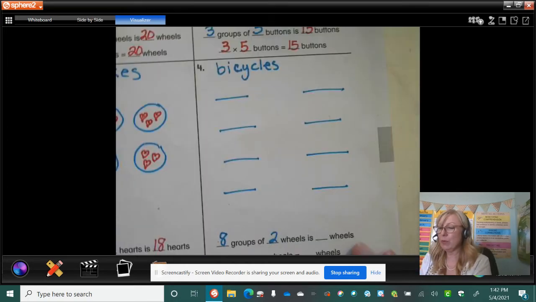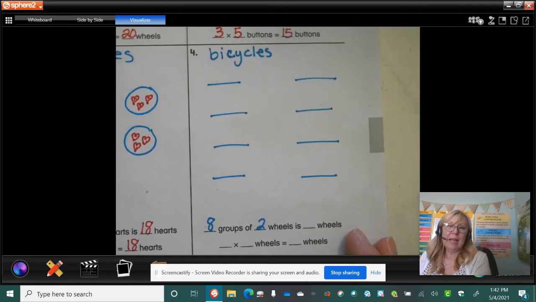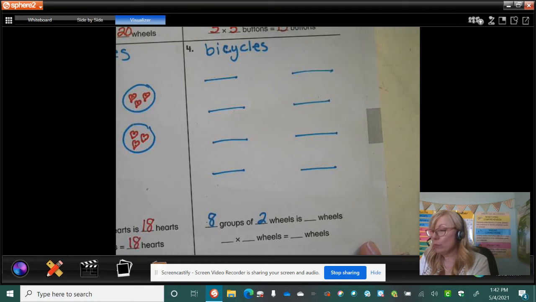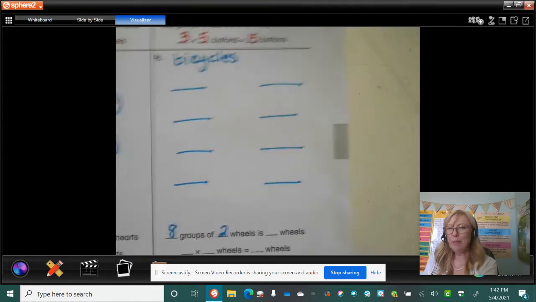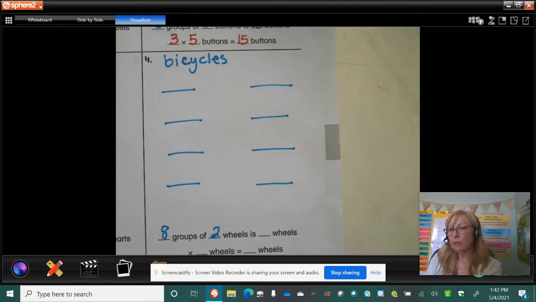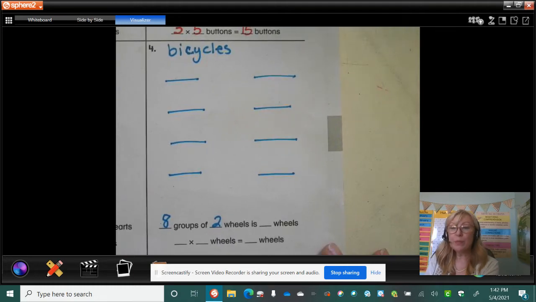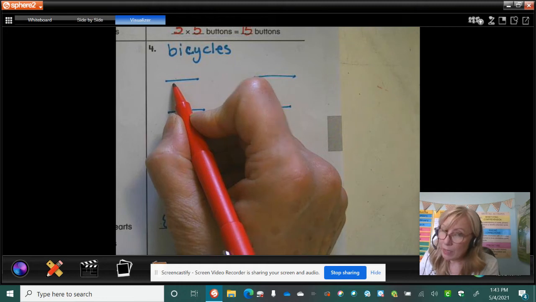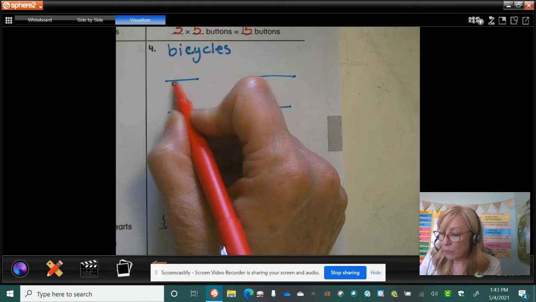All right, our last one. My lines represent bicycles, and we're going to put wheels on our bicycles. How many wheels does a bicycle have? Yep, 2 wheels, right? It's not a tricycle. Tricycle, tri means 3. Bi means 2. So we need to draw 2 wheels on each one of our bicycles. Let's do that now. You can hit pause if you need more time.